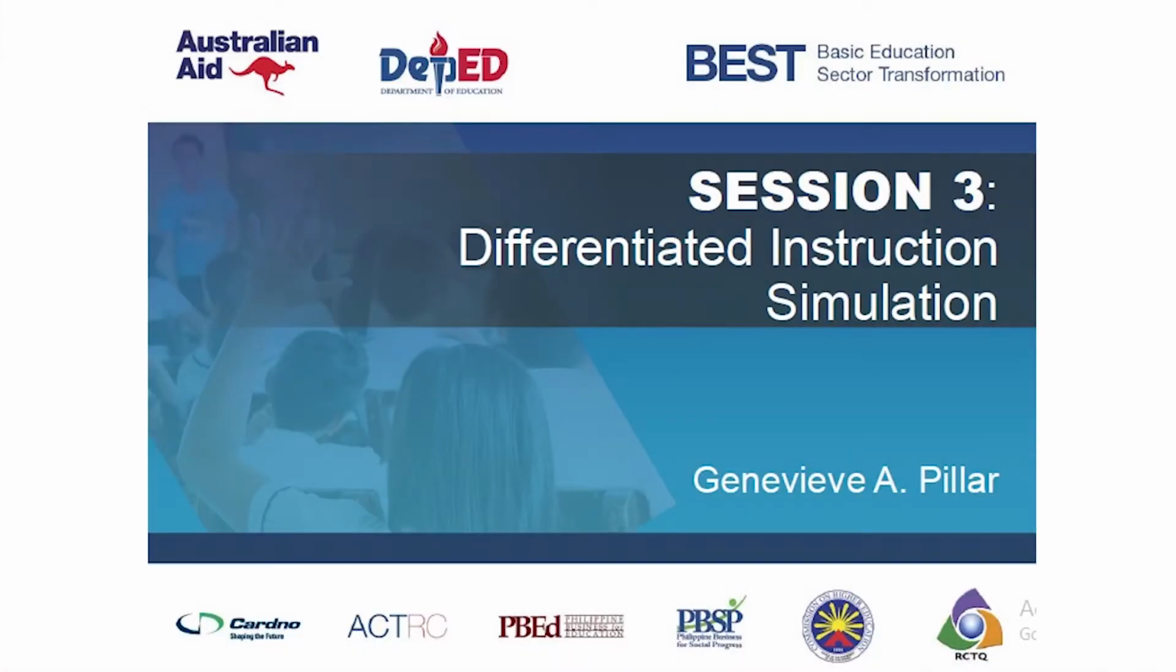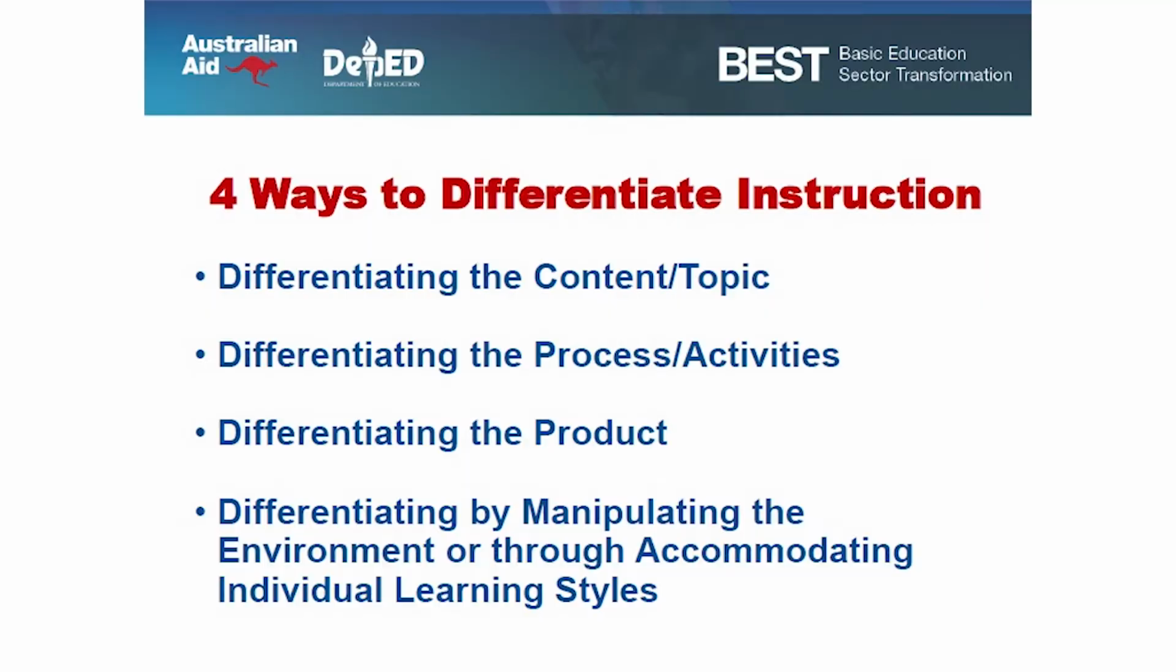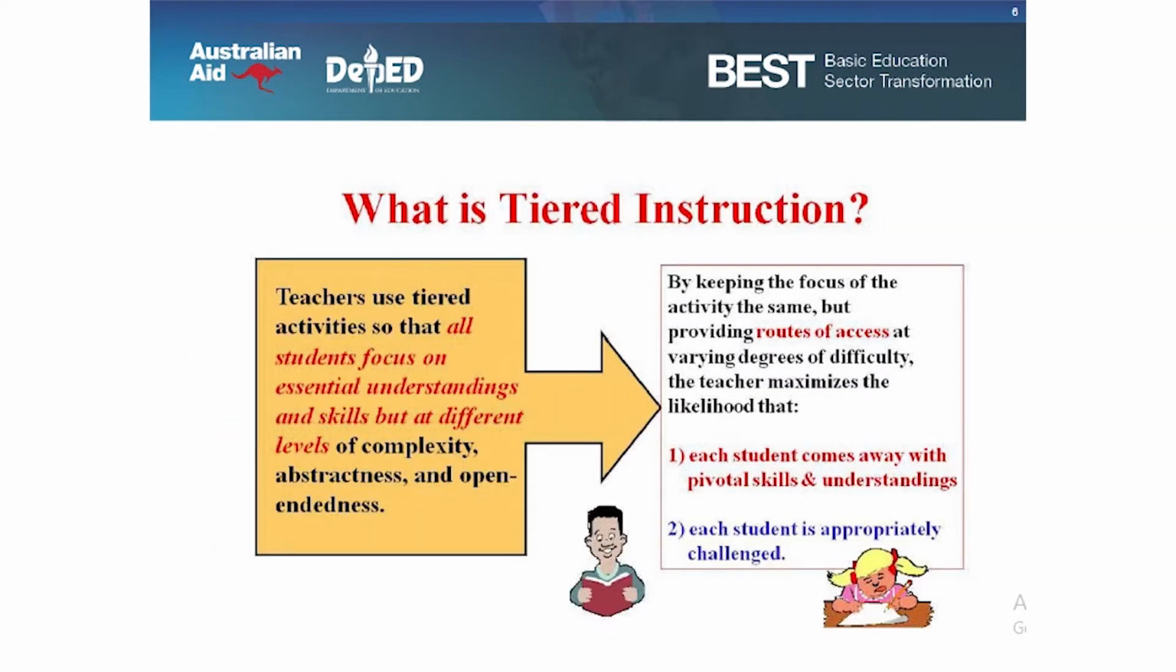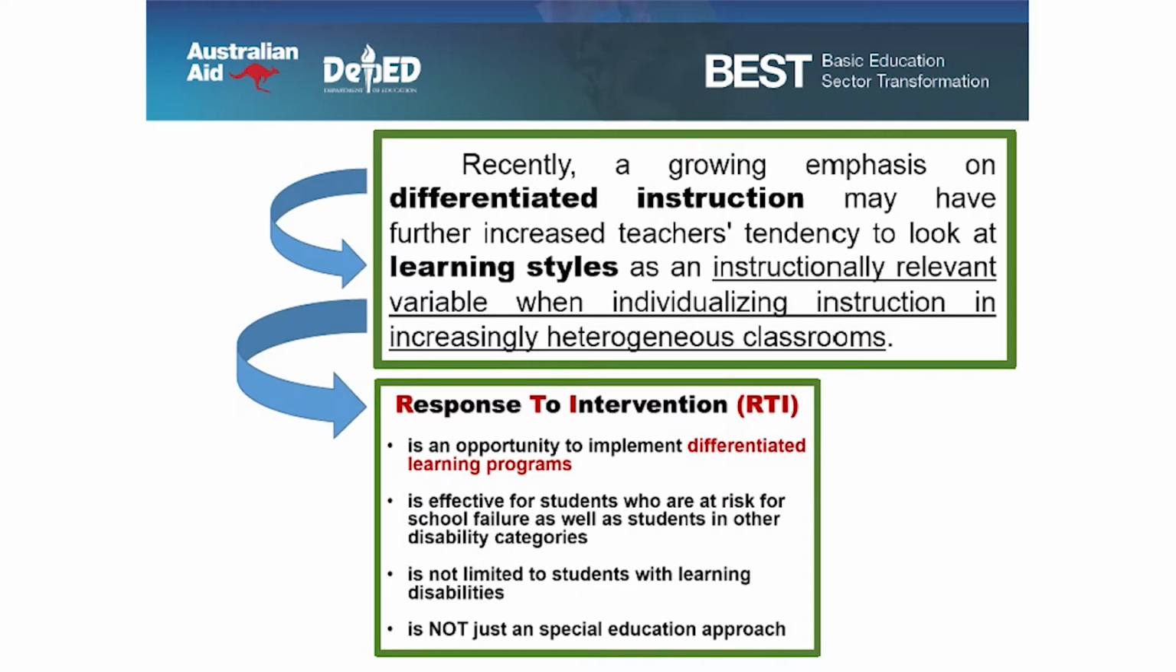Differentiated instruction simulation. So, tingnan natin, paano yan, Miss Jen? Just to review, we have 4 ways to differentiate instruction: content, process activities, product, and manipulating the environment or the individual learning styles. I have also reiterated that one of the approaches of differentiated instruction is tiered instruction. Na alam nyo na, and how to connect from the learning style, differentiated instruction to RTI. Because RTI is an opportunity to implement differentiated learning programs.